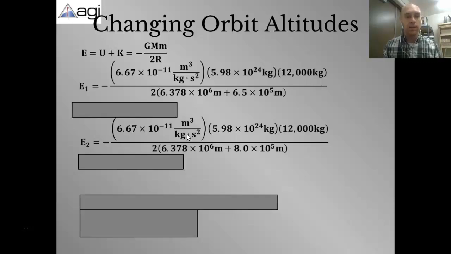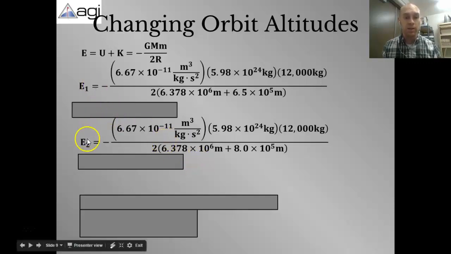Then we are finding our second energy, where we're trying to end up, is the same thing, same numerator. That's why I suggest doing the numerator separately, over 2 times the radius, but this time the satellite altitude is at 800 kilometers, or 8 times 10 to the 5th meters. So that's the only difference between these. To change the orbit, we take E2 minus E1.